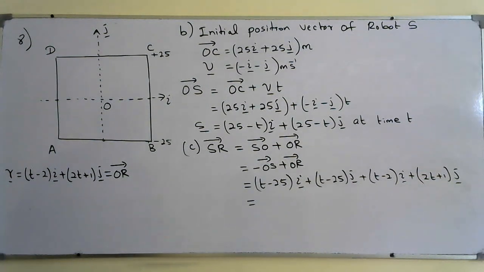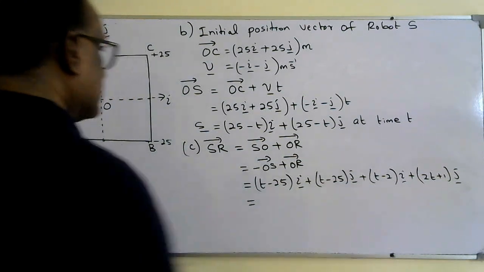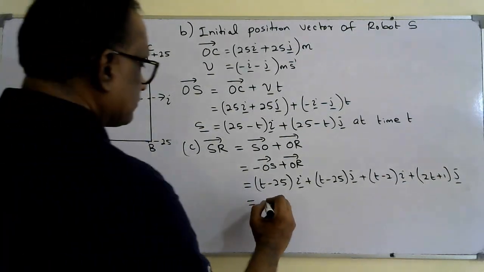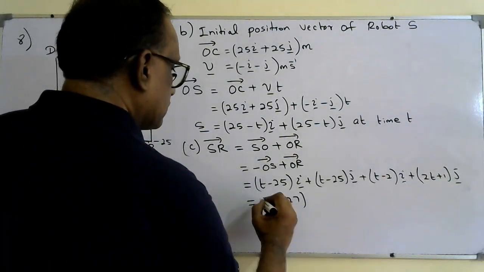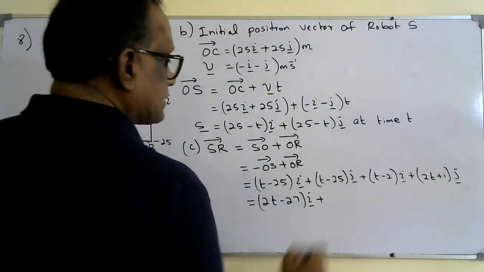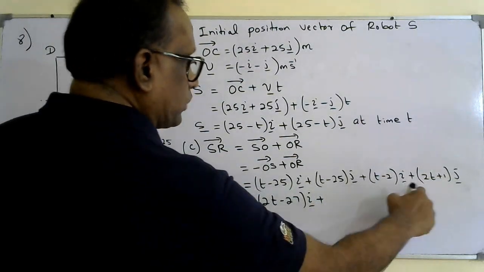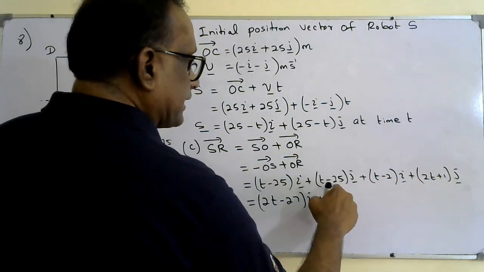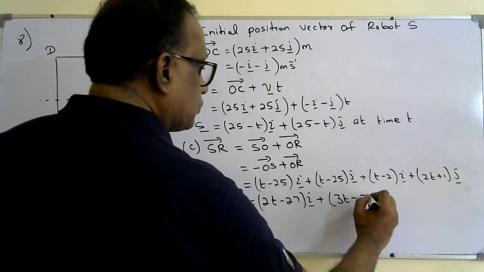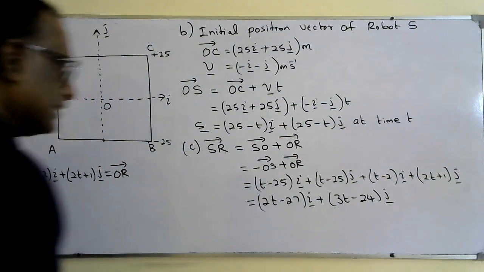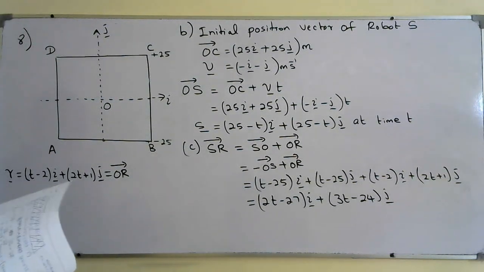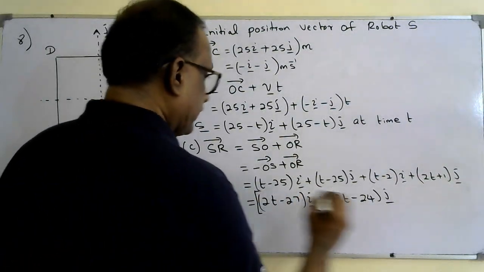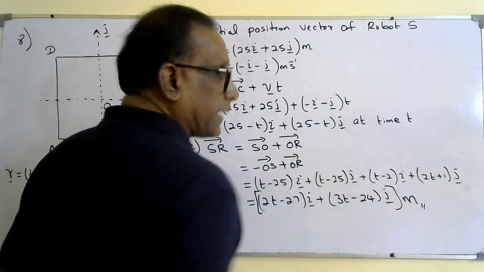So in the i part, t minus 25 plus t minus 2 means (2t minus 27)i. Plus in the j part, t minus 25 plus 2t plus 1: 3t minus 25 plus 1, so (3t minus 24)j. That's the thing they asked to show, (2t minus 27)i plus (3t minus 24)j meters. Yeah, this is in meters. We can give the unit meter. Okay.